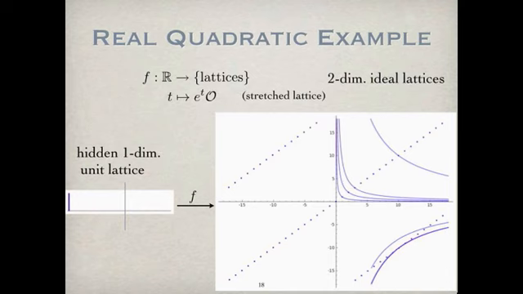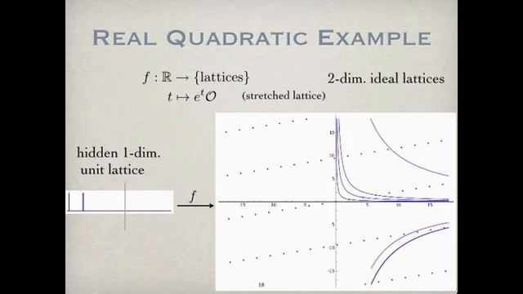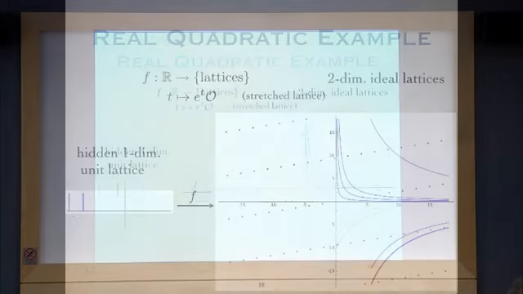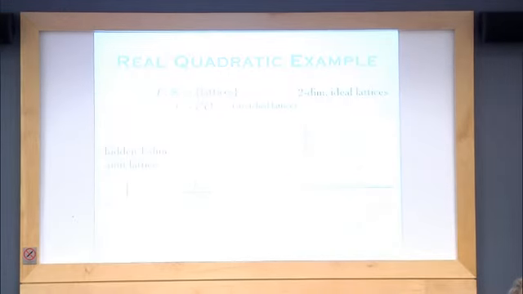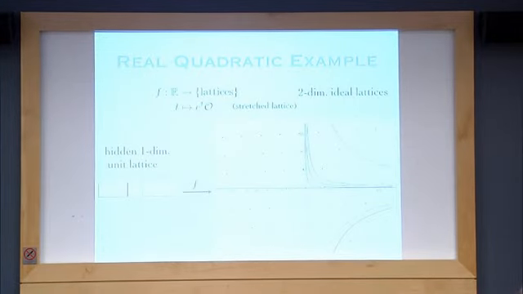Okay, so here's an example. I'll show you a little animation of what happens when you evaluate this hidden subgroup function on different values. Here's the domain. It's R, so this is going to move across here. And over here, we're going to output e to the t times O, which is going to be the stretched lattice. Well, it stopped. If you keep going and you go back to here, then you'll end up with the first picture that I showed you.